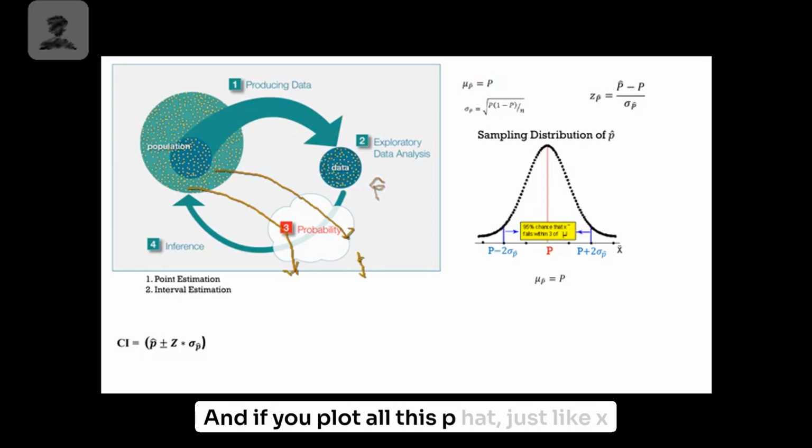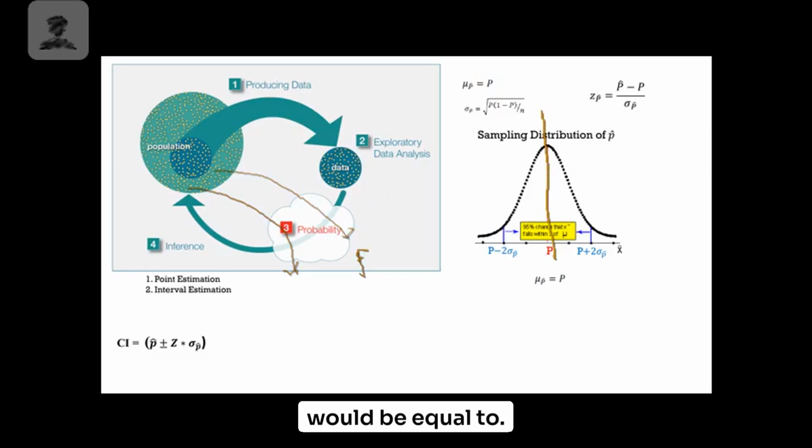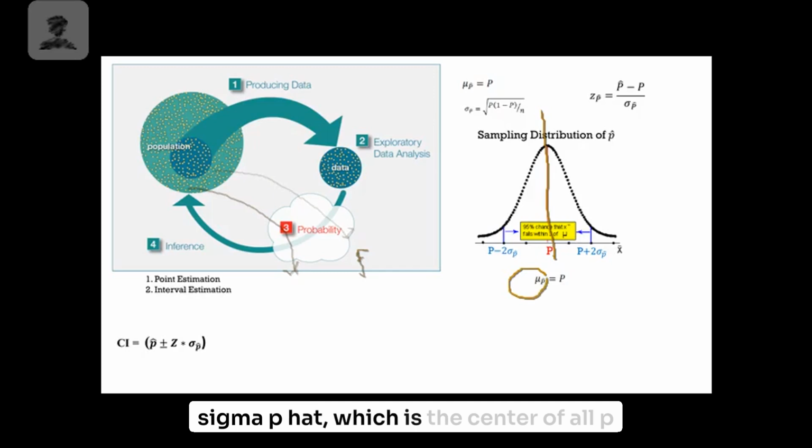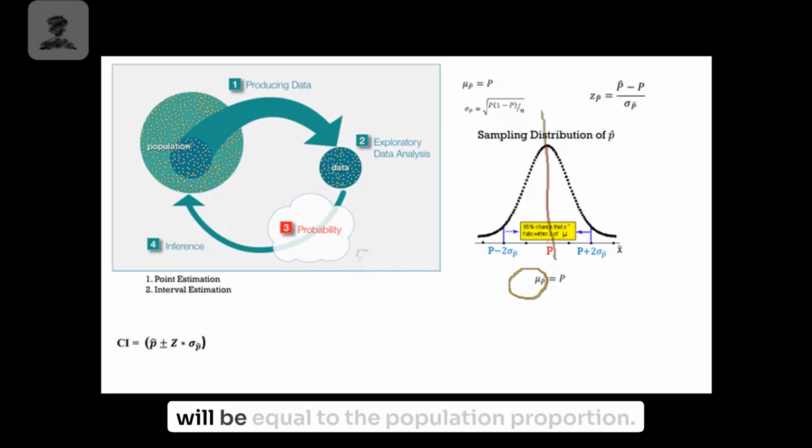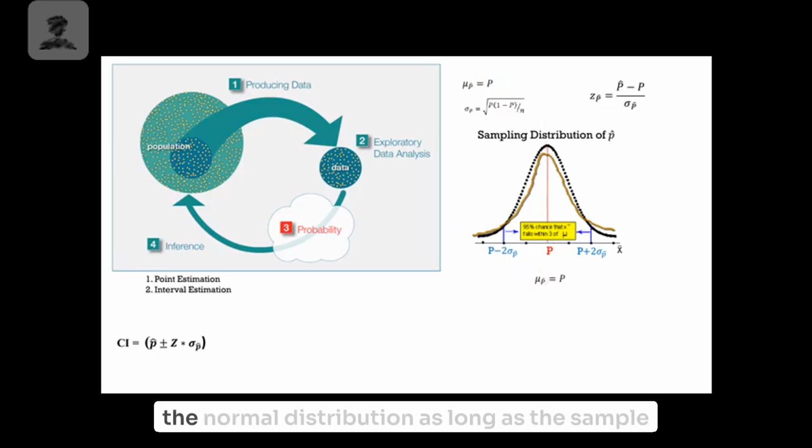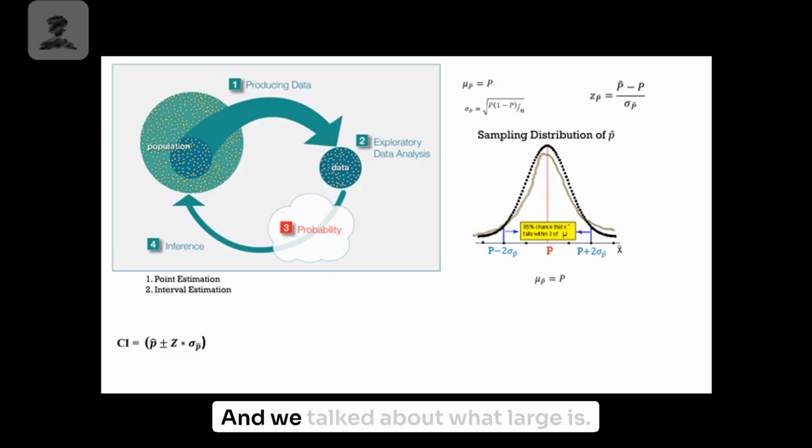And if you plot all these p hats, just like x bars, and look at the center of the distribution, the center of all p hats, which is a theoretical distribution called the sampling distribution of p hats, will be equal to the population proportion. And according to the central limit theorem, the distribution of these would be normal as long as the sample size is large. And we talked about what large is. It is large if n times p and n times 1 minus p are greater than or equal to 10. In any case, the idea here is that this distribution is normal, right?